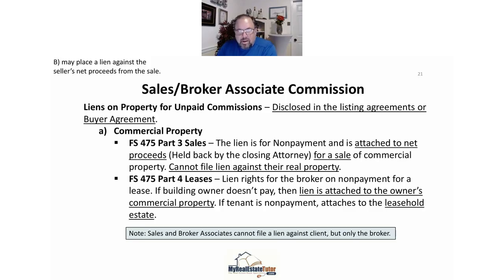Remember, as a sales or associate broker, you cannot file liens, only your broker. So if you ever get into commercial and have issues when it comes to sales or leases and getting paid, you take it to your broker. Your broker must file, because remember, the listing agreement is with the broker, not the sales associate. So you can't do any lien action, only the broker can.